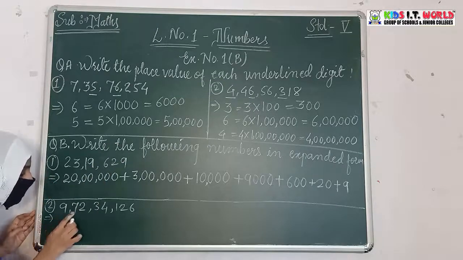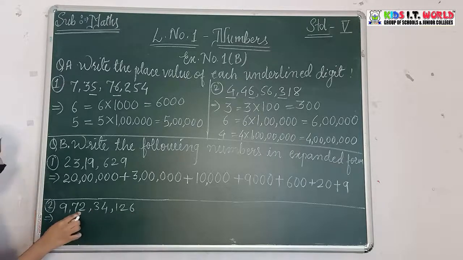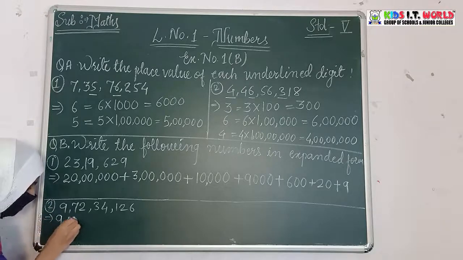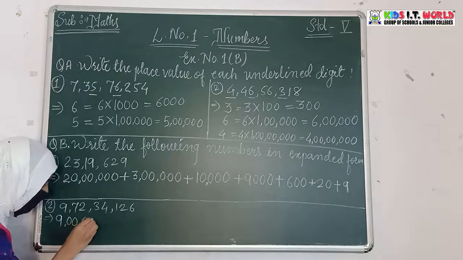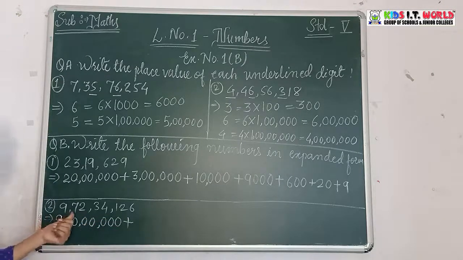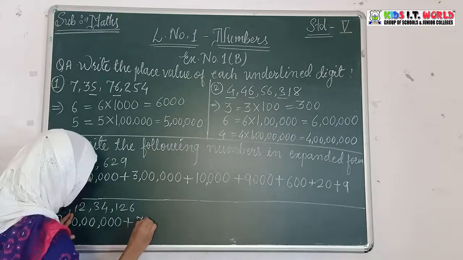Same as we have done this, we have to do it. Start writing from here. It is ones, tens, 100, 1000, 10,000, lakh, 10 lakh, and it is crore. So how many zeros will come here? 7 zeros will come here. Put the addition sign. Then the number is 7. 7 is on the 10 lakh place. So 6 zeros will come here.